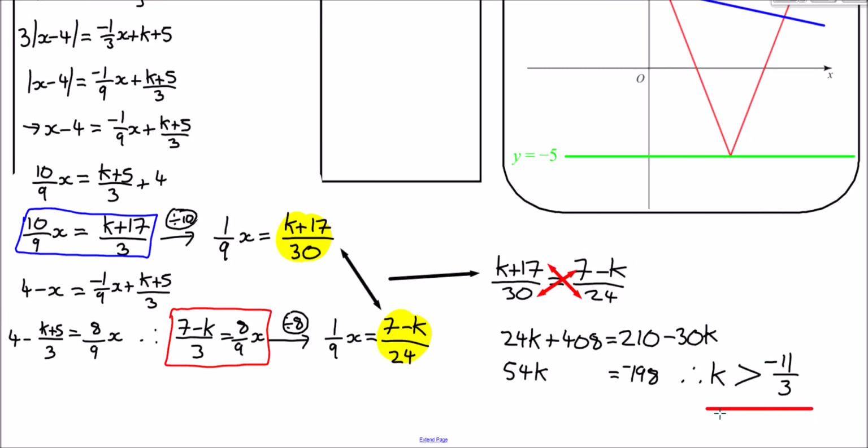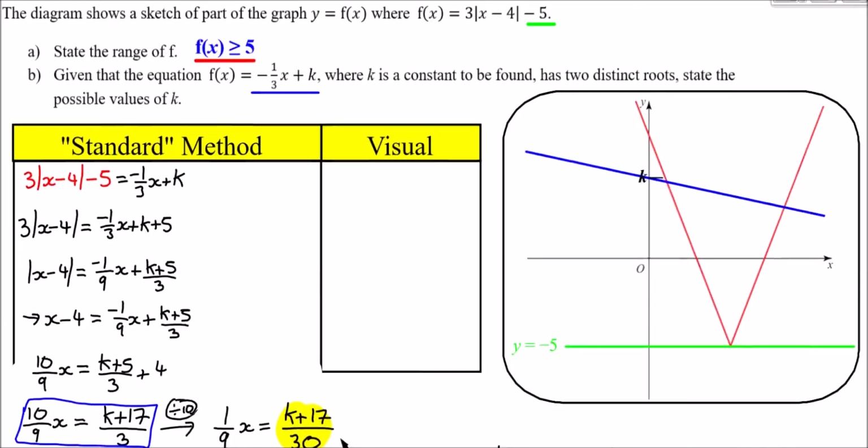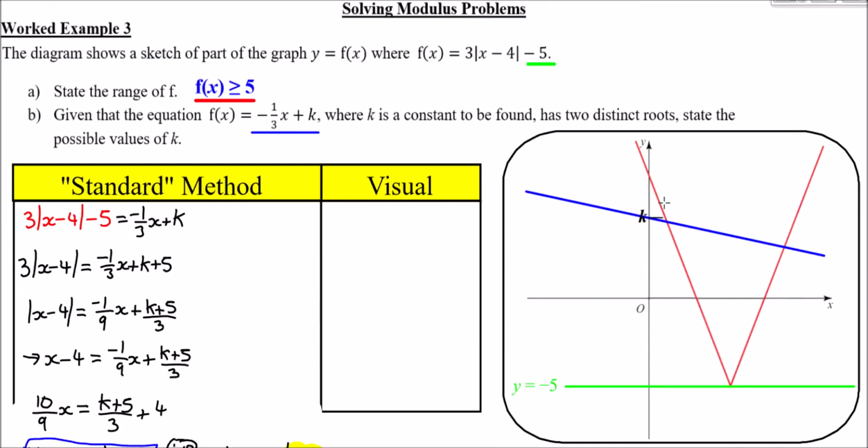Now, I did promise a much simpler way. Just think of it purely visually. So, just thinking of this purely visually now, let's see if we can find a much simpler way of tackling the same problem.